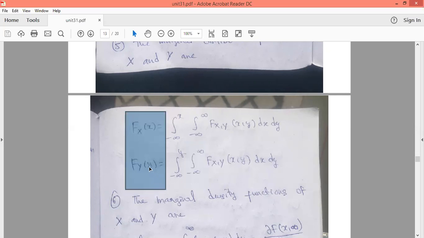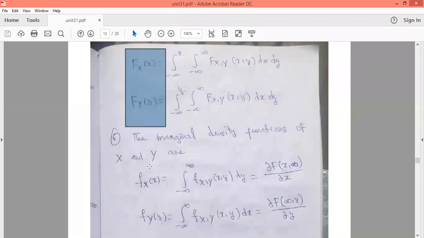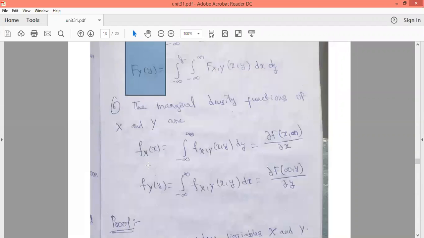Whenever they ask you to find the marginal distribution functions, you have to find both F_X(x) and F_Y(y). Similarly, what is the marginal density function? For f_X(x), you have to do only one integration with respect to y, with the y limits from minus infinity to plus infinity. So it is the integral from minus infinity to plus infinity of f_XY(x, y) dy.